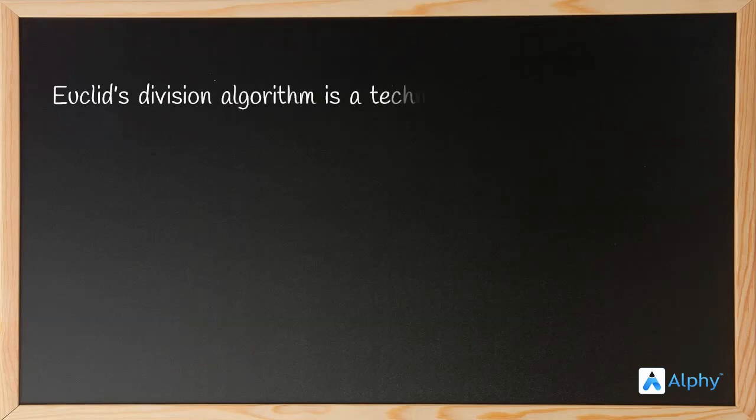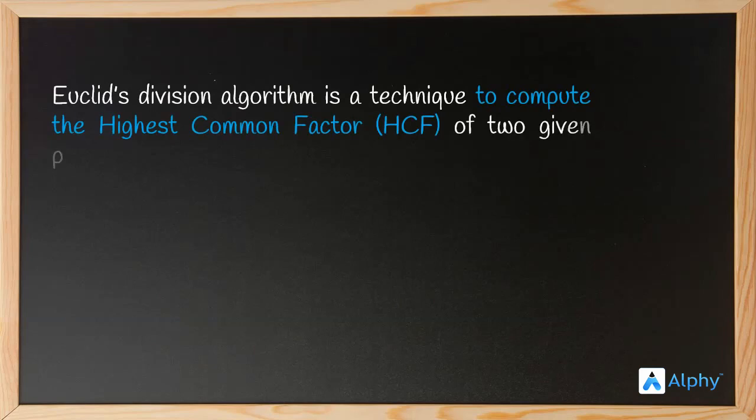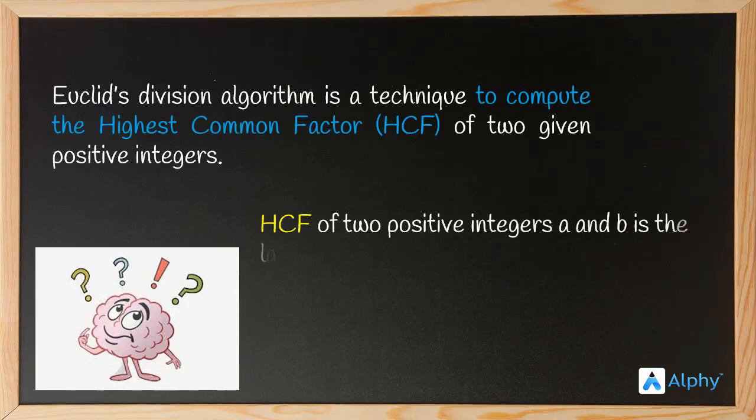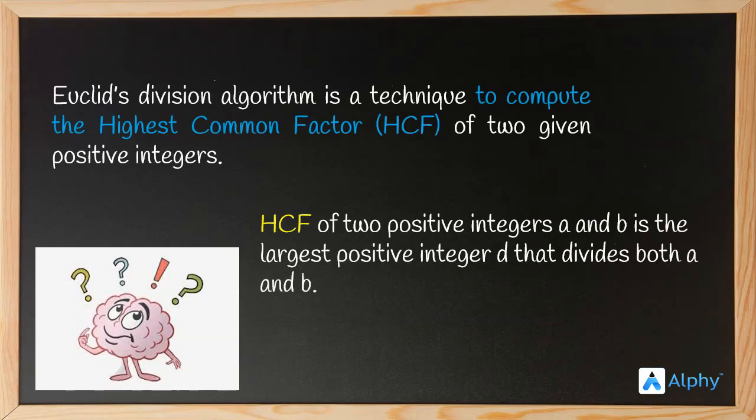Euclid's division algorithm is a technique to compute the highest common factor, HCF, of two given positive integers. Now you might be wondering what is HCF. So let's see the definition of HCF also. HCF of two positive integers a and b is the largest positive integer d that divides both a and b. For example, the HCF of say 8 and 4 is going to be 2 because it is the largest positive integer that divides both of them.